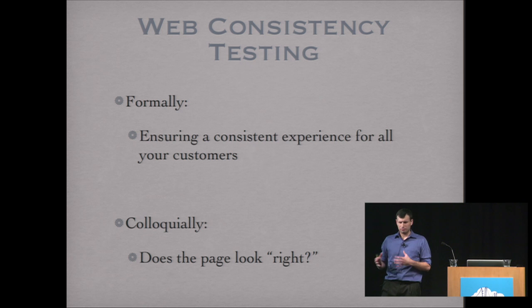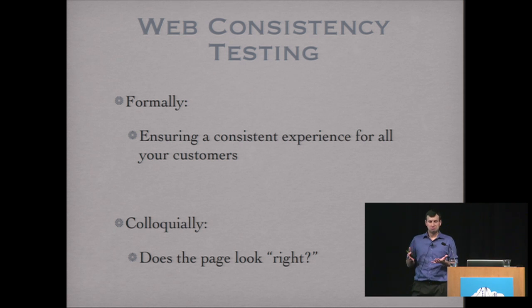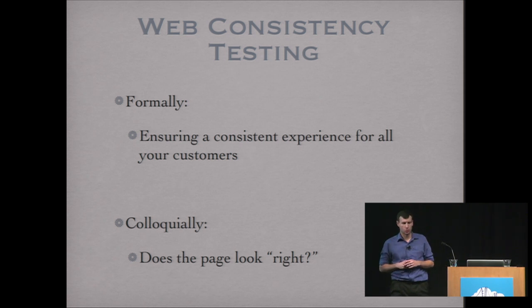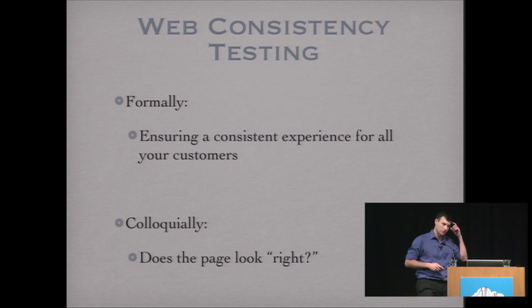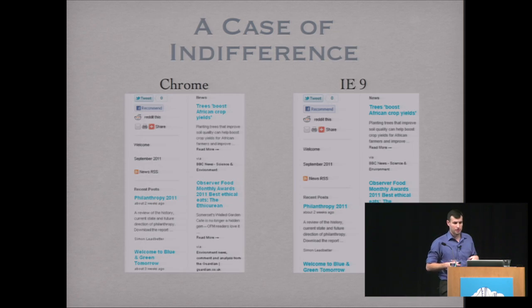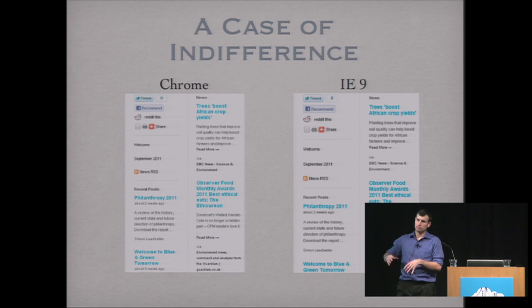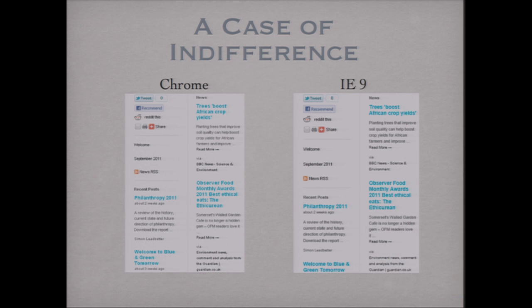This is an intentionally fuzzy definition, which is a little weird when you're trying to talk about automation. But pretty much any human can handle this pretty well, so that's really what I wanted to do. As a simple example, here's a page I looked at recently that has some news entries in a sidebar. These are two pretty modern browsers. We have Chrome and IE9. And the differences here are quite subtle.